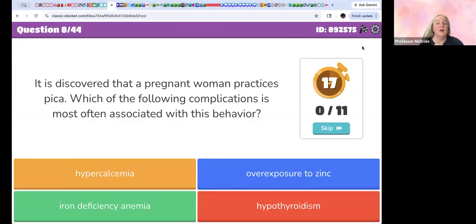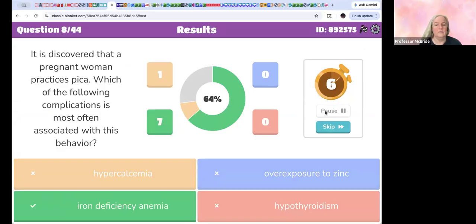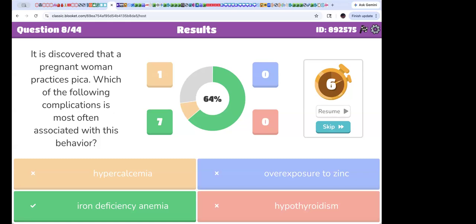It is discovered that a pregnant woman practices pica. Which of the following complications is most often associated with this behavior? Good. This is typically an iron deficiency anemia. Okay. So what is pica? What would we see? Eating stuff, like ice and other stuff. Yep. Powder, dirt, clay. Yeah. Good.